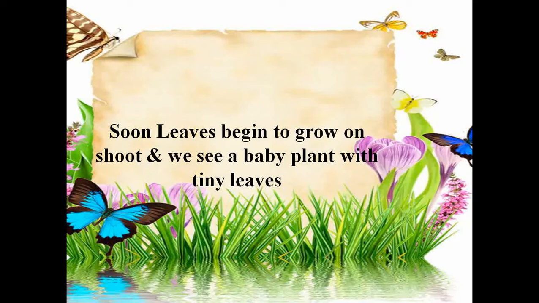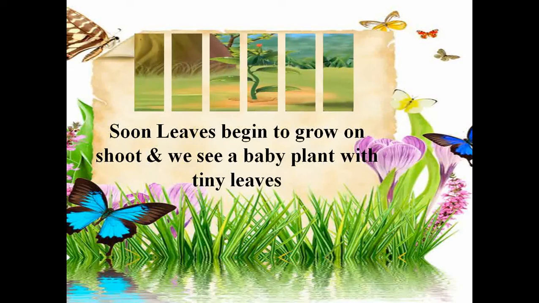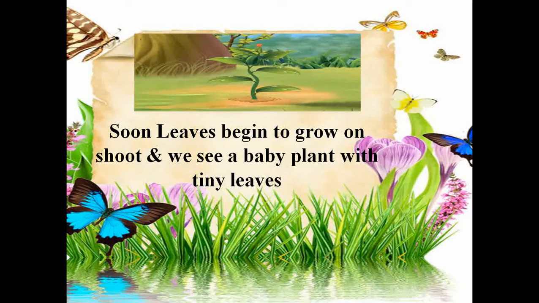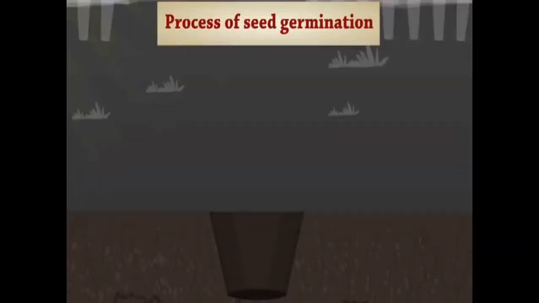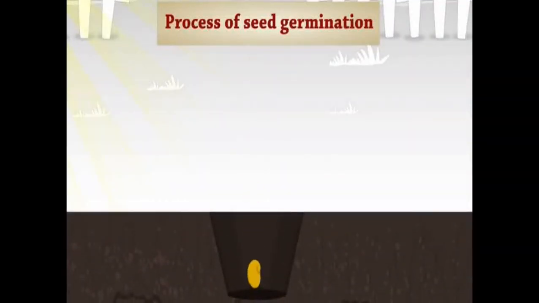Soon leaves begin to grow on the shoot and we see a baby plant with tiny leaves. So this is how the germination process takes place. Here is the visual depiction of how it happens. Have a look at it.